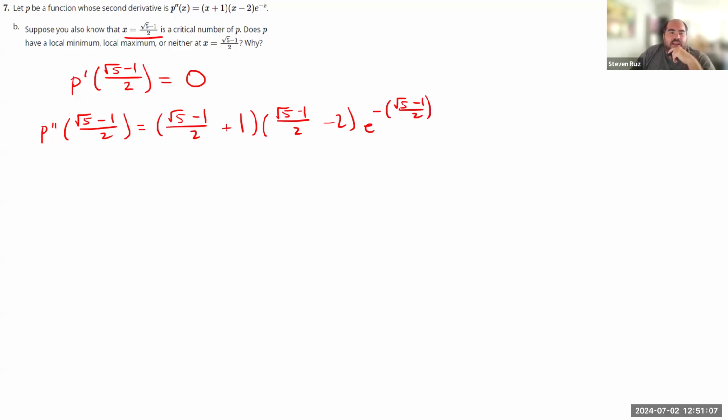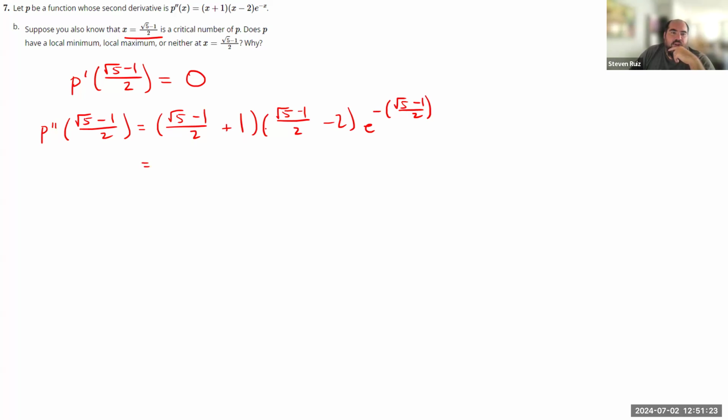So one thing I want to point out here is I don't really care about approximating this very closely. All I really care about is whether it's positive, negative, or 0. So because of that, I'm just going to look at each one of these factors and try to figure out if it's positive or negative.